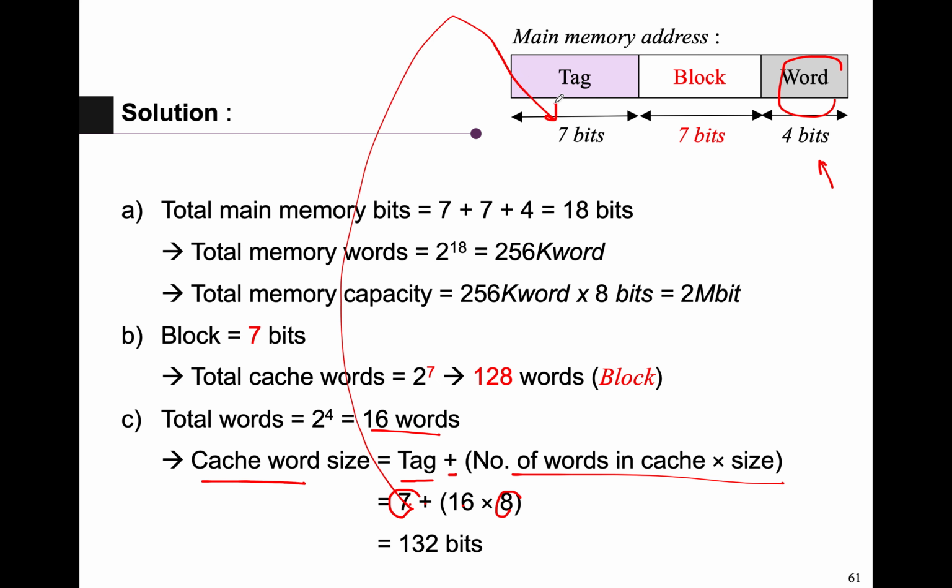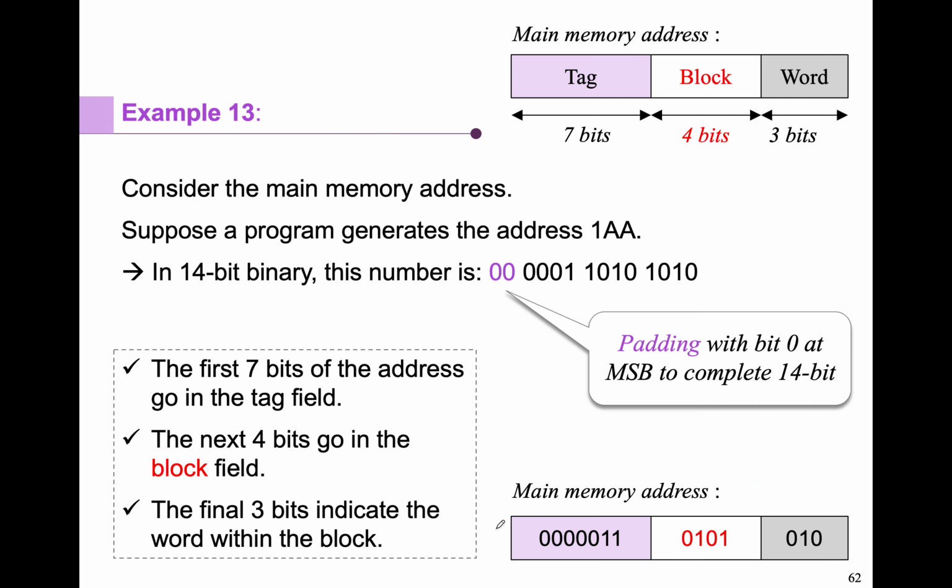Tag is 7 bits. And of course this one you also need to change to bits. This is 16 words, and you know that it's going to be multiplied by 8 bits. All together we'll get 132 bits for the cache word size. This one is more like mathematical terms also. It's quite easy.